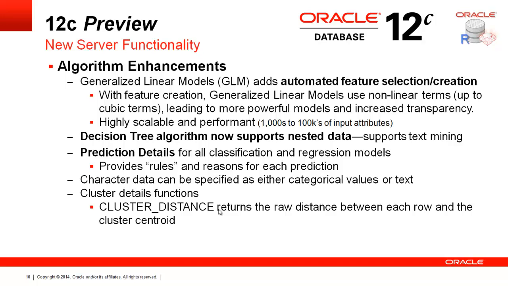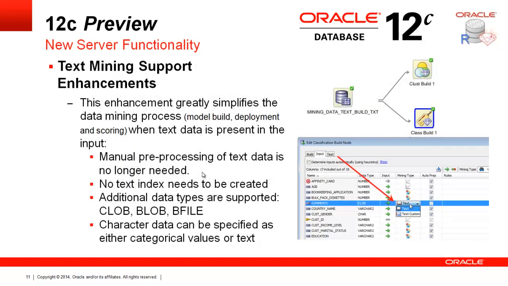The decision tree algorithm also supports nested data, which means it's also supporting text mining, which it did not do previously. We have the prediction details now, so that regardless of which algorithm you choose, we will do our best to give you an explanation of why we've made that prediction. So you have the prediction details for each algorithm. The text mining enhancements, I've shown how we've simplified and automated that quite a bit, so it gets very, very easy just to mine your structured data and perhaps add in some unstructured data to get generally better results oftentimes when you do that.